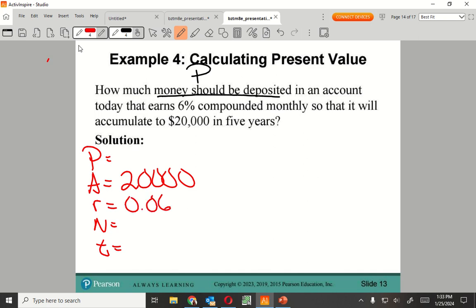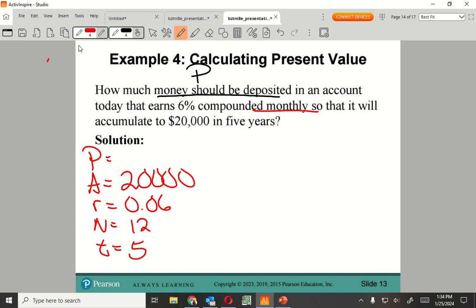What's my N? Not 5. N is how often is compounded? 12. 12, because that one is my monthly right there. So there's my 12. T. What's T? T is time. How much time? 5 years. 5 years. Very good. So we listed everything, and now we're just going to plug it in.